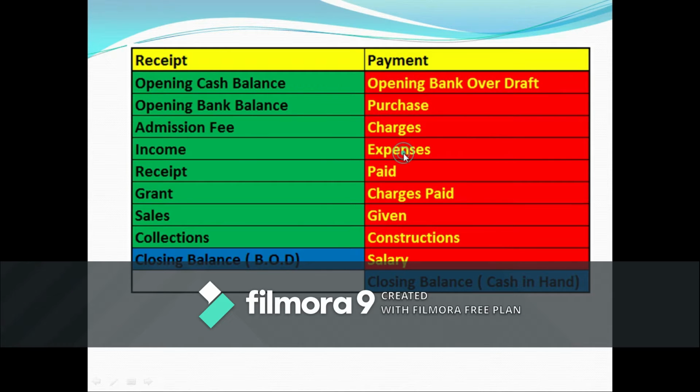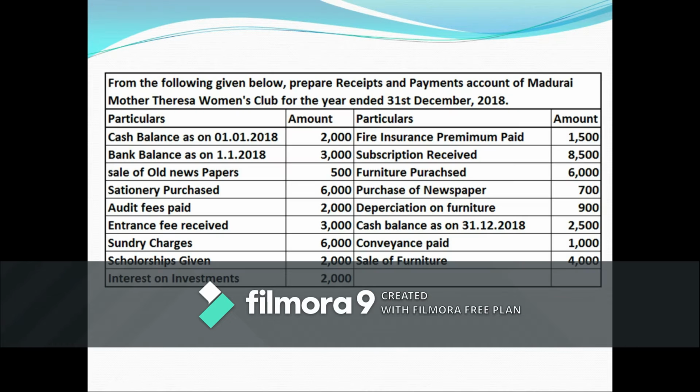Here, payment side. Similarly, whenever the cash goes out, it will be recorded in payment side. So opening bank overdraft, purchase, purchase of any asset, charges paid, expenses paid. Words ending with paid, charges paid, given. Given means money given. Constructions, salary. So anything containing such a word in the particular account, the cash goes out. That's why it will be recorded in payment side.